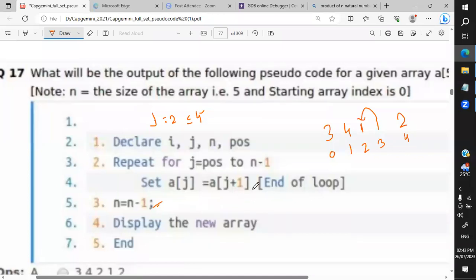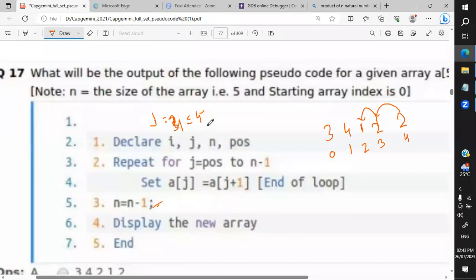After that, end of loop, that means it will go back to j plus plus. J value will become 3. Now 3 less than or equal to 4, true. Enters inside. Now A of 3 is updated as A of 3 plus 1. That means A of 4. What is A of 4? 2. That is copied in the place of A of 3. In this place of 1, I'll get 2. After that, again j plus plus, j will become 4.